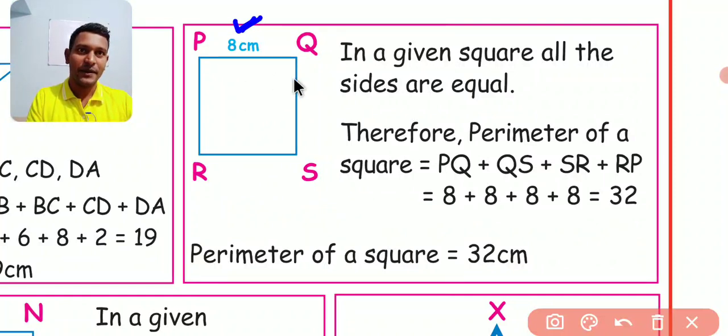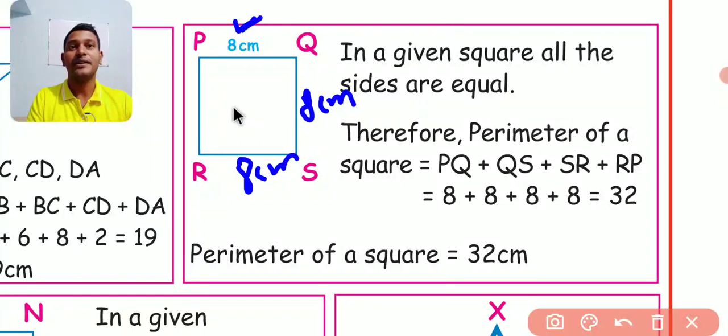Therefore, what is this length? 8 centimeter. This length also 8 centimeter, and this length also 8 centimeter, because in a square all the sides are equal. Now what is the perimeter? Sum of all the sides. In the given square all the sides are equal, and we already know that.